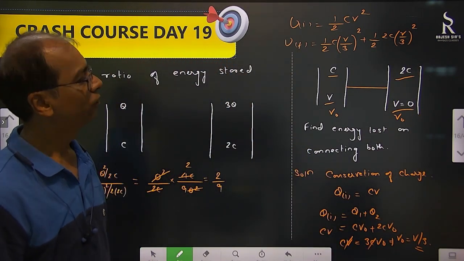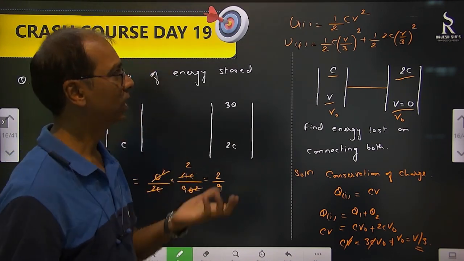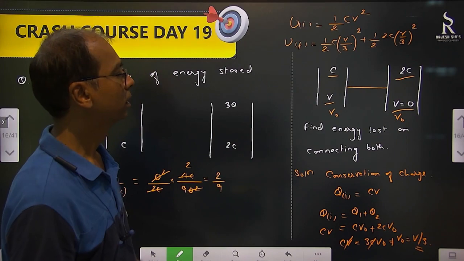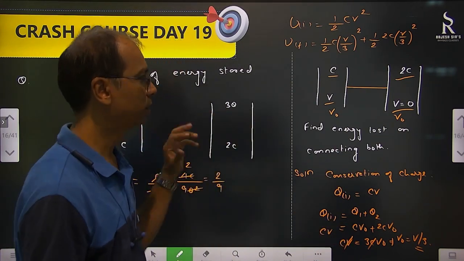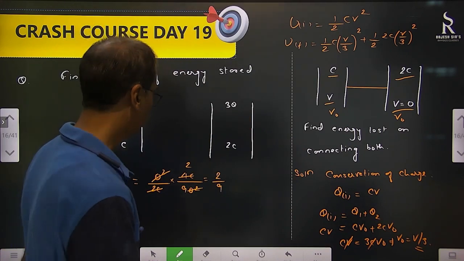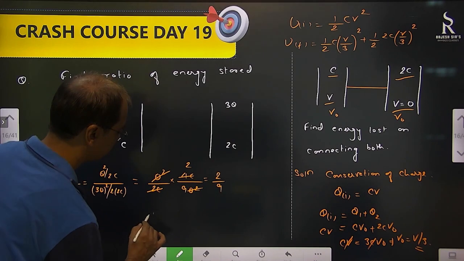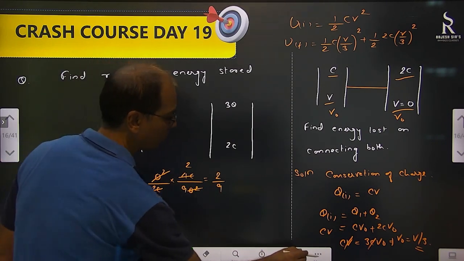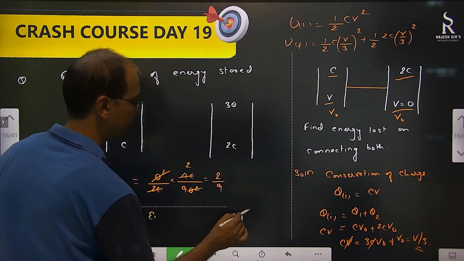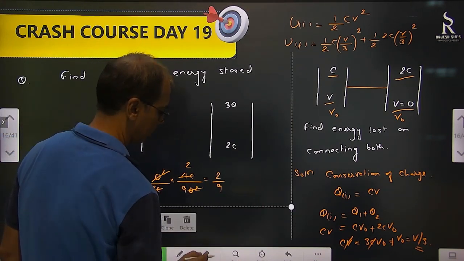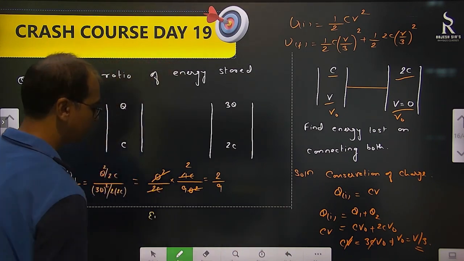If we want to remember the formula, there is one formula through which we can directly find the answer. Even finding the common potential was not required if we remember the direct formula. What is that formula? The energy loss formula is, first we'll make one line, segregate that. So energy loss.